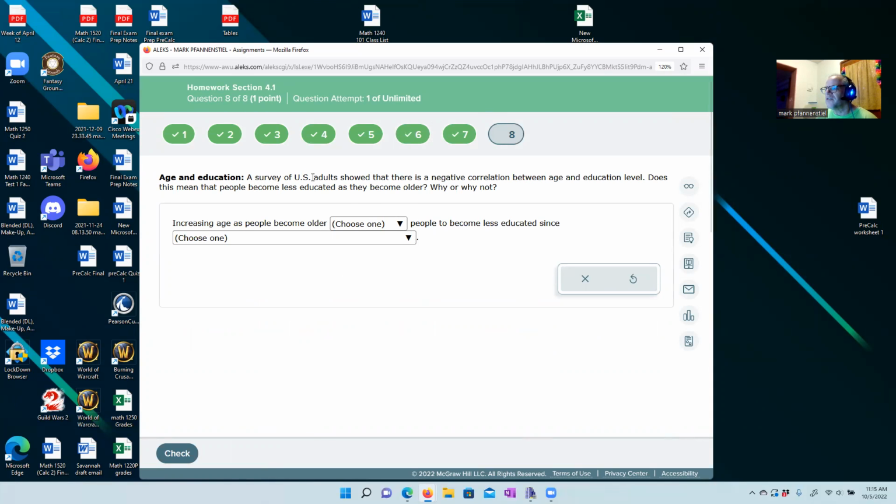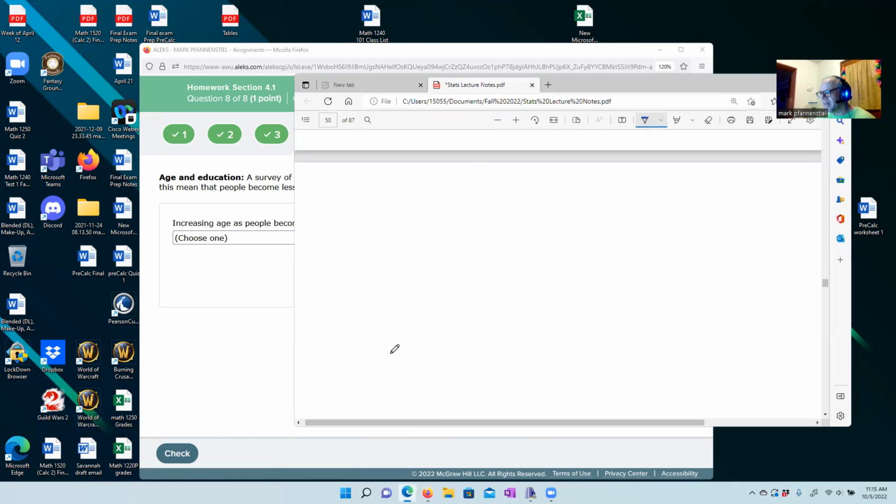They don't have a lot of calculations on this one, which is fine. A survey of US adults showed that there's a negative correlation between age and education. So if I was going to think about this, I would draw a little picture. I'm trying to write with the mouse. It's not a skill that I have. So age goes up, and education, something like that. So as age goes up, education levels go down.